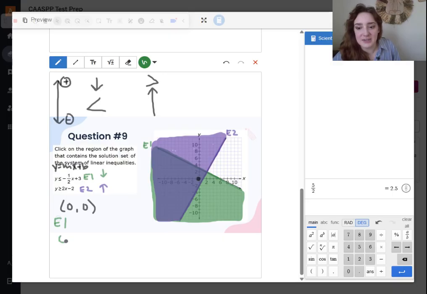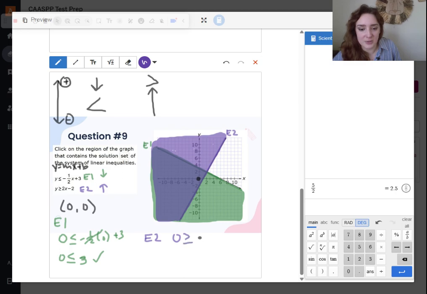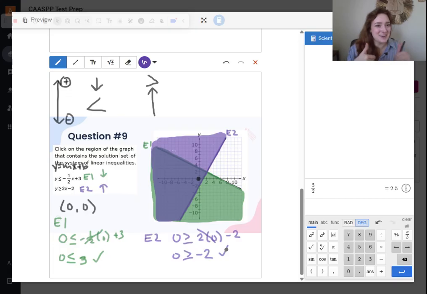So for equation 1, I'll even color code equation 1. Instead of y, it's going to be 0 is less than or equal to negative 1/2 of 0 plus 3. That cancels. Is 0 less than or equal to positive 3? Yes. The alligator is eating the bigger number. Now let's check for equation 2. 0 is greater than or equal to 2 times 0 minus 2. Anything times 0 cancels. 0 is greater than or equal to negative 2. Yep, alligator is eating the bigger number. Yay, we did it. So that's how we can know this is the correct shading.